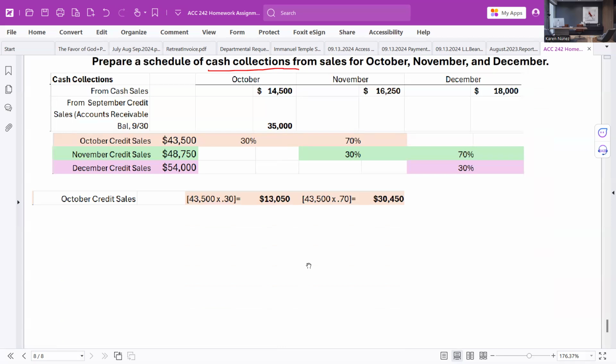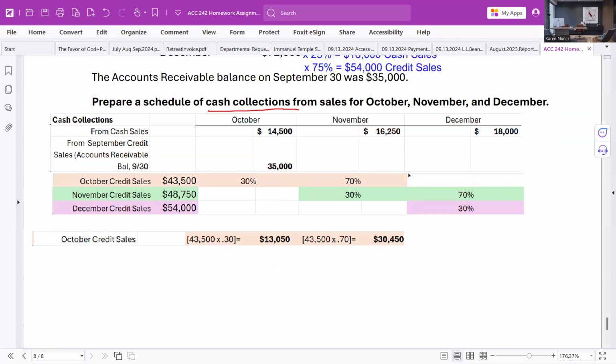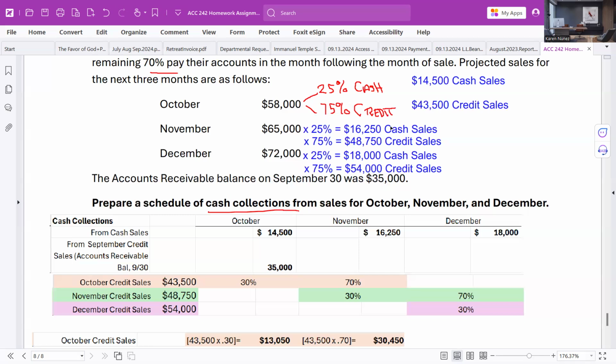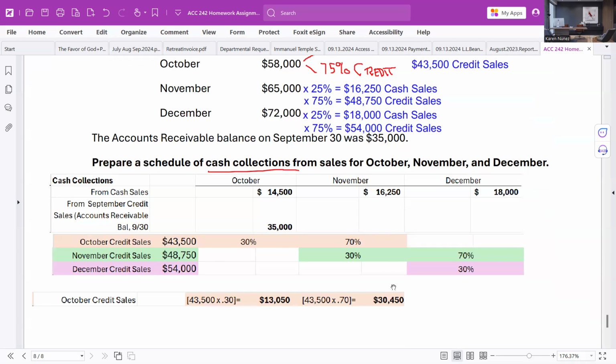I'll put totals in. So we pretty much have to do the same thing in November, right? In November, we are collecting on the cash sales, the 16,250. It's right there. And in November, we're still collecting on 70% from October. So 70% of the 43.5 is the 30,450. So again, credit sales: 30% in the month of sale, 70% in the following month.